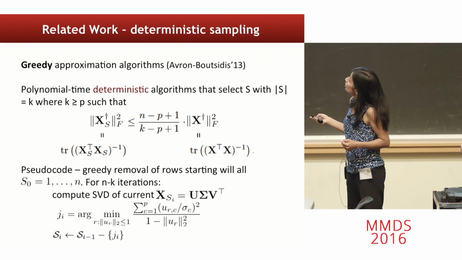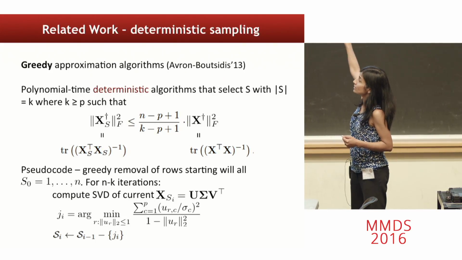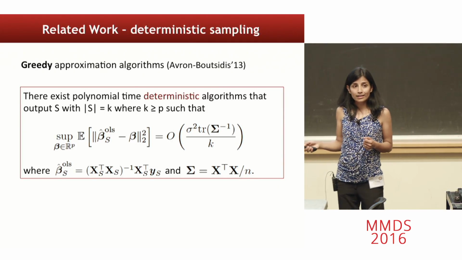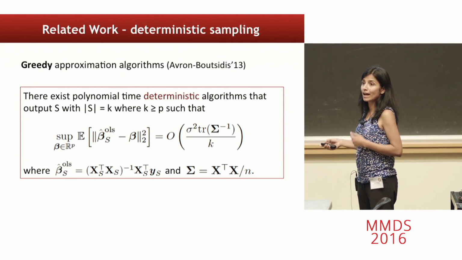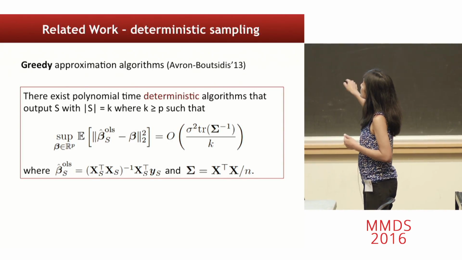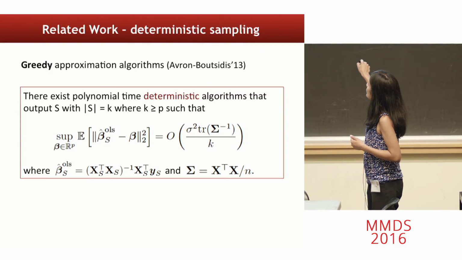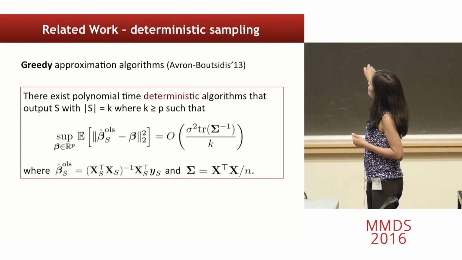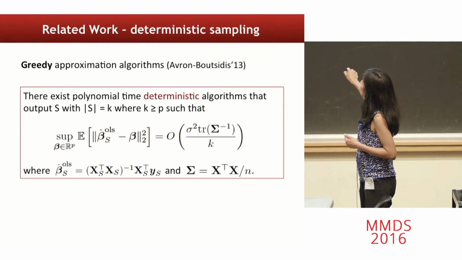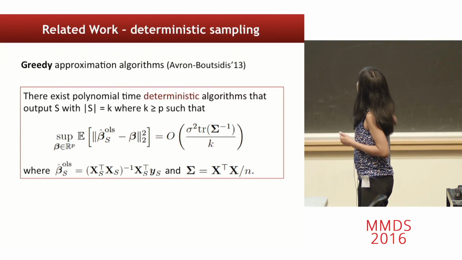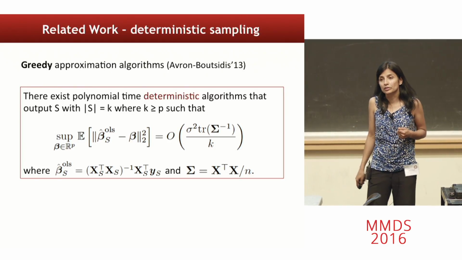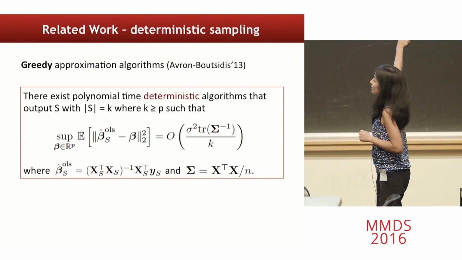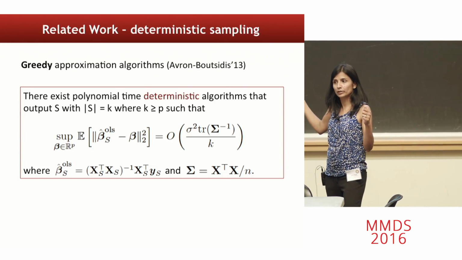Okay. So this result directly translates into a guarantee for linear regression, and what it looks like is as follows. It says that using these greedy algorithms, we have a polynomial time algorithm that can output a deterministic set S with size k, where k needs to be, of course, bigger than p. And if you look at this estimation error over all possible betas, it looks like sigma squared trace of Sigma inverse over k, Sigma being X transpose X over n. So that's the sample covariance of my data points.